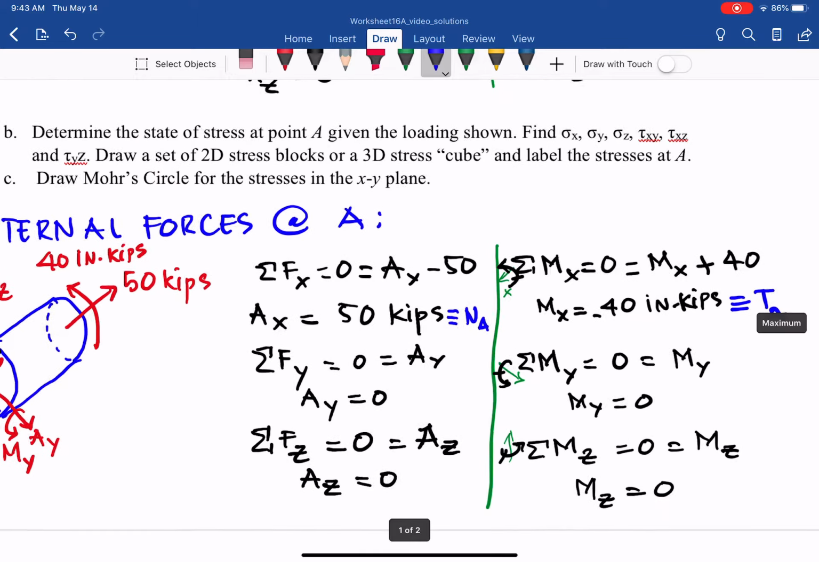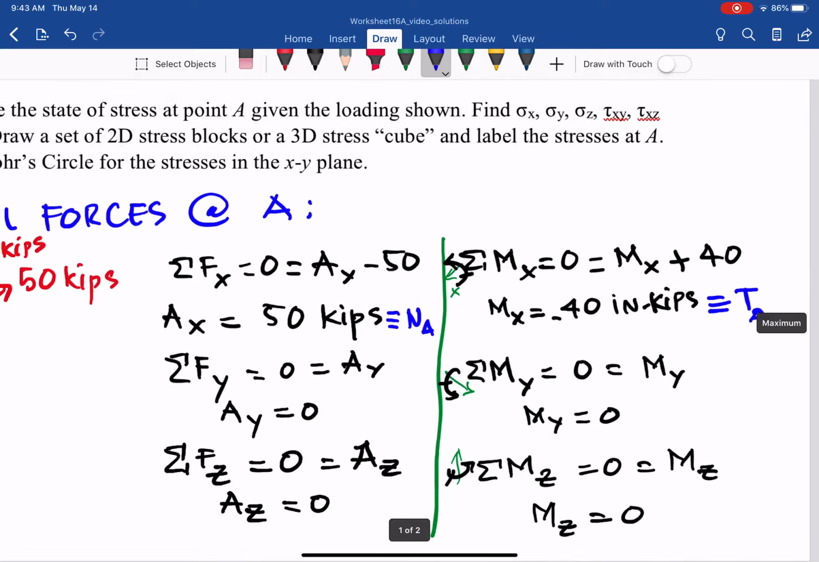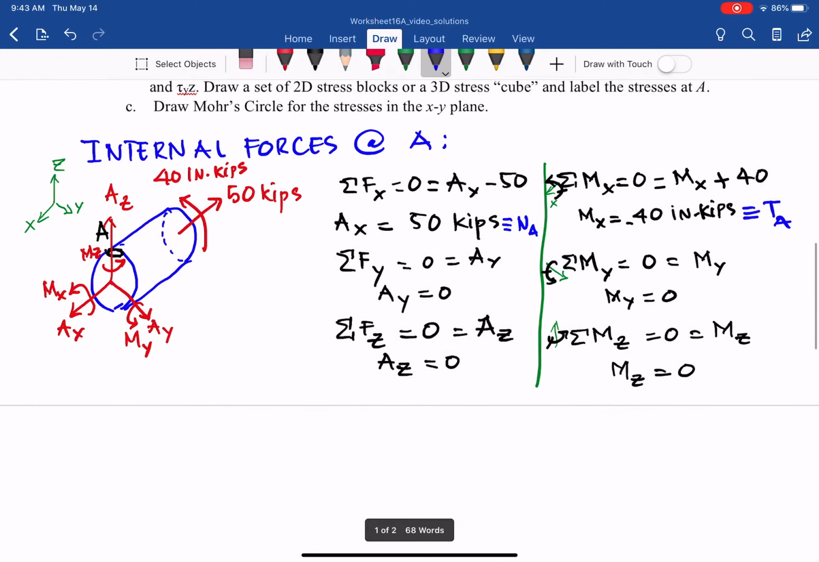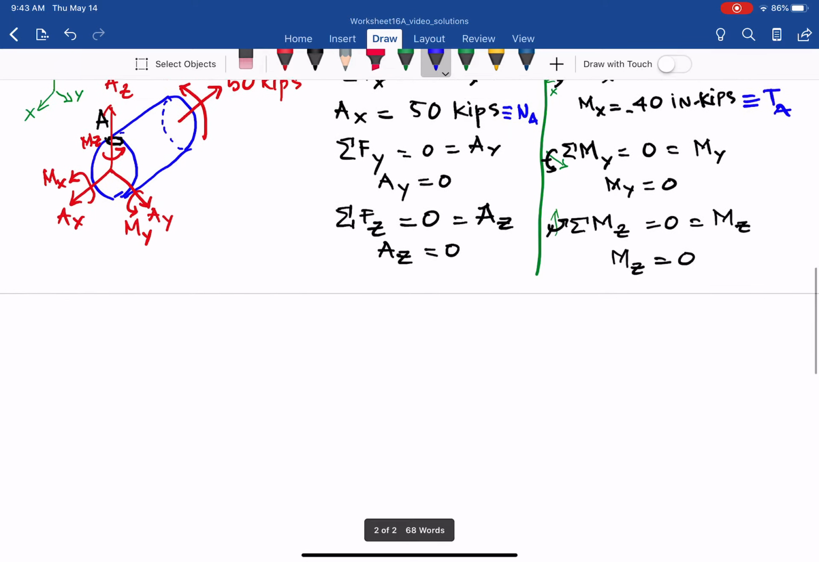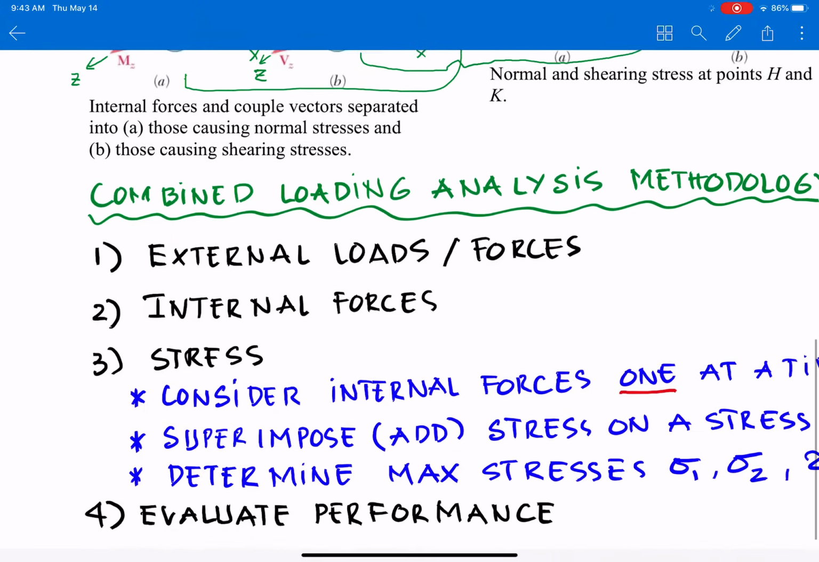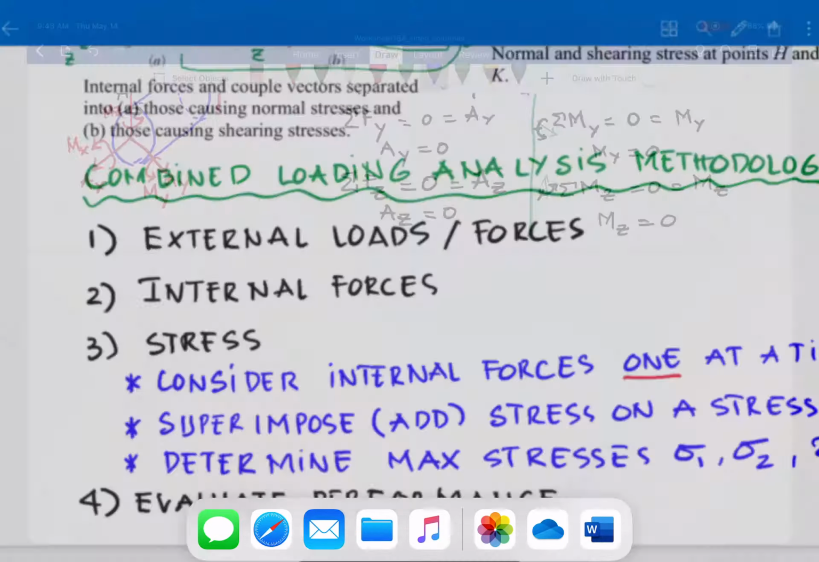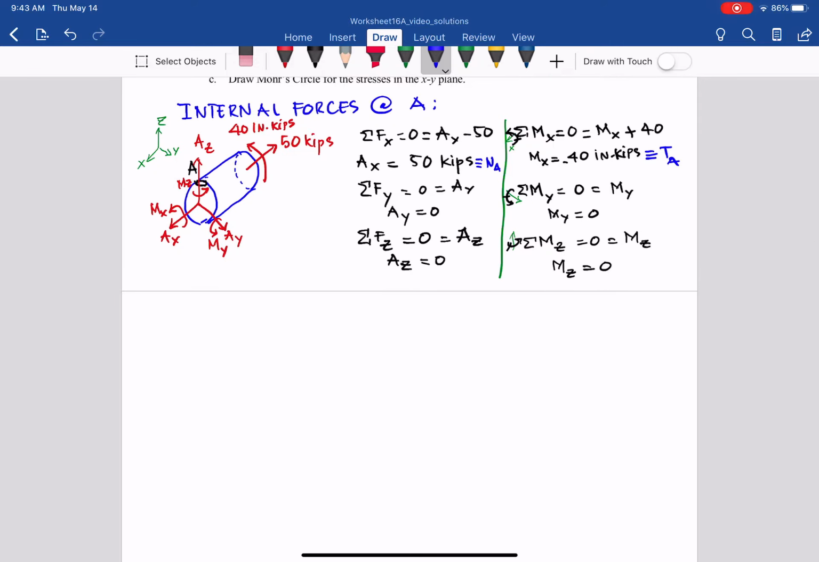And then we have the torsion T_A about A, negative 40 inch-kip. Negative just stands for opposite to the right-hand rule, which is rotation about the x-axis, the longitudinal axis. So the next step, based on the step here, let's review internal forces, now stresses, with superposition to find out.